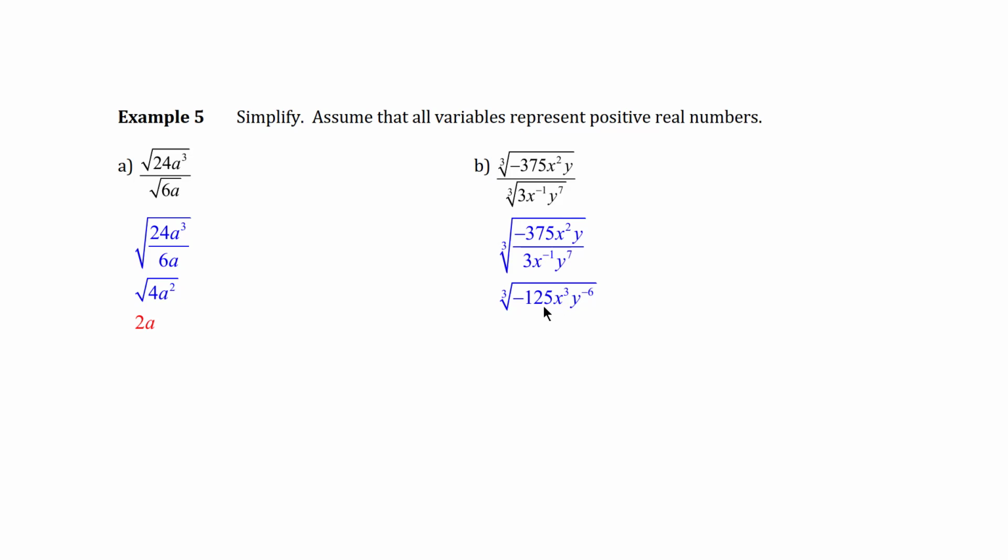Next, we take the cube root of negative 125, which is negative 5. The cube root of x cubed is x. And the cube root of y to the negative 6 power is y to the negative 2 power. The result is negative 5 x y to the negative 2 power. From here, we need to rewrite everything with positive exponents. So we can rewrite y to the negative 2 power as its reciprocal with a positive exponent. So our final answer is negative 5x over y squared.